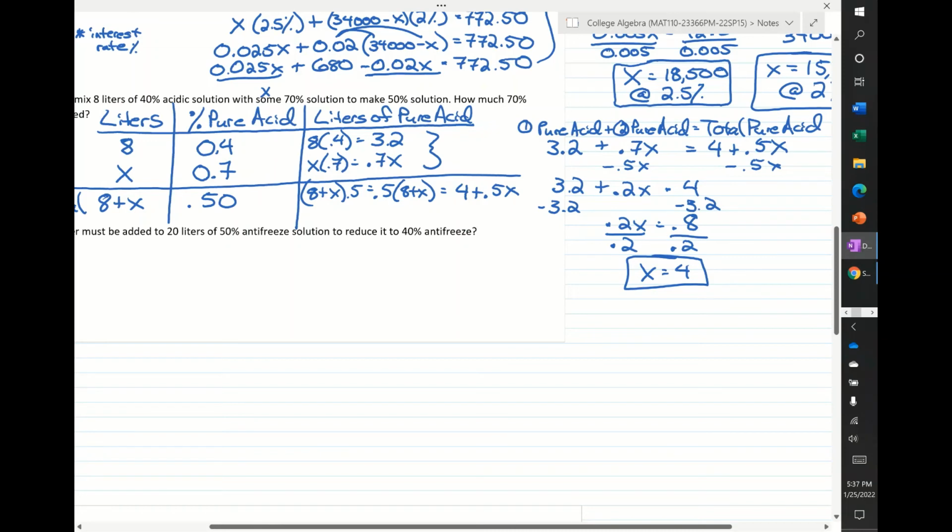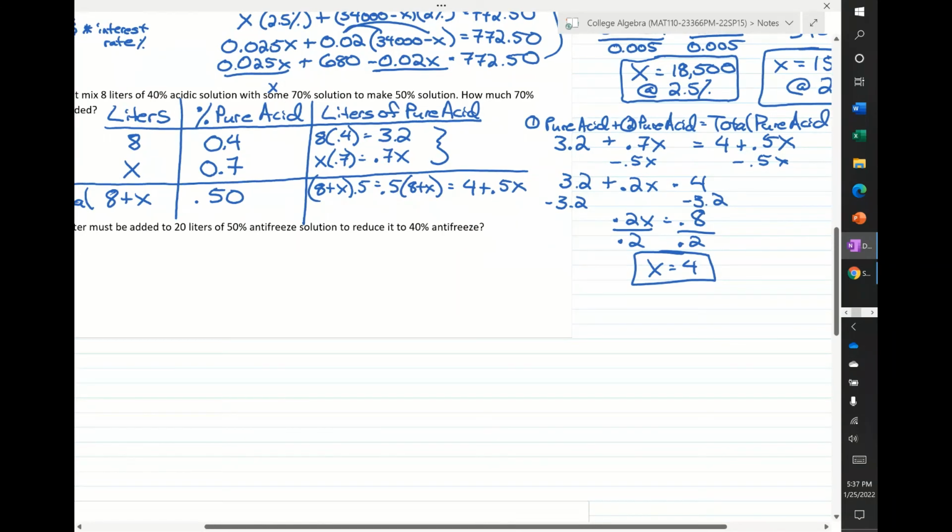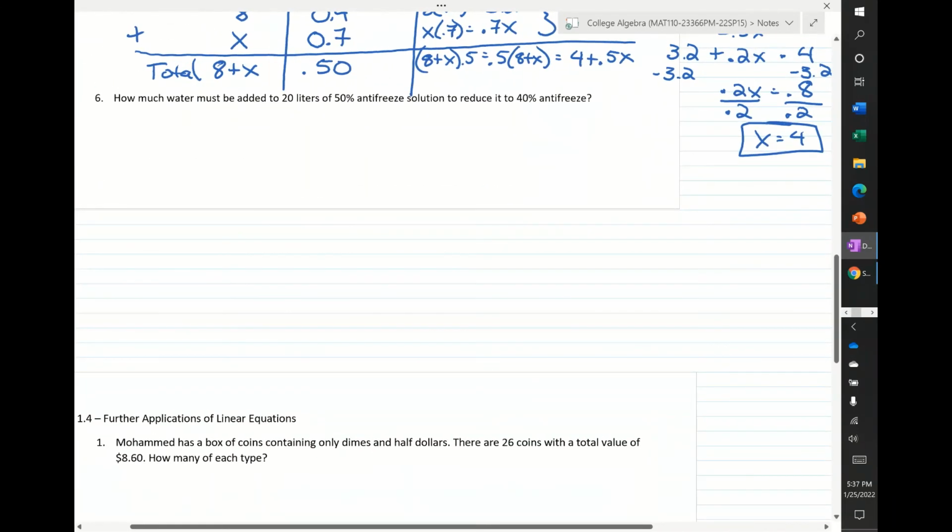One more problem to finish out this section, and then we'll do some more word problems, which is what section 4 is. For problem number 6, it says how much water must be added to 20 liters of 50% antifreeze solution to reduce it to 40% antifreeze. So we're going to do the same process, but this is asking for how much water, not how much acid. It's a little different than the other problem.